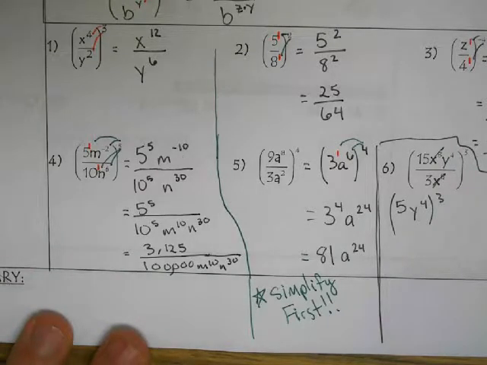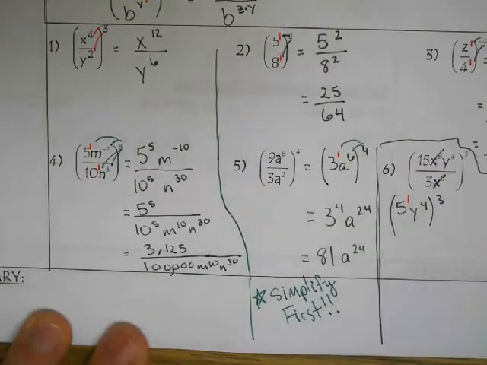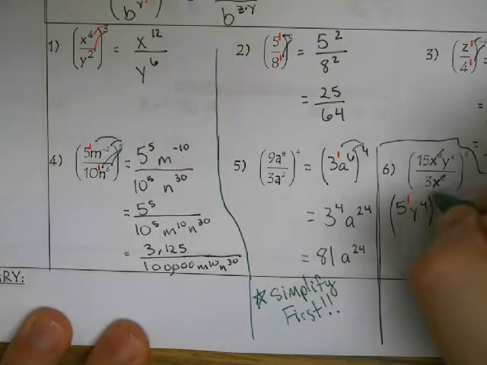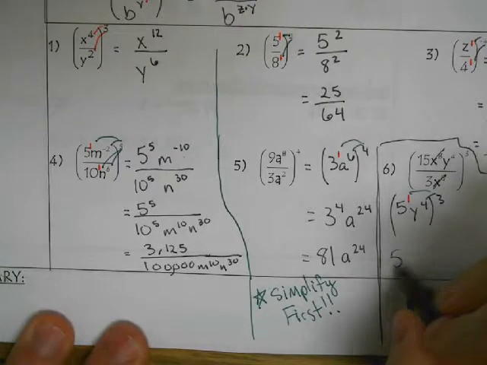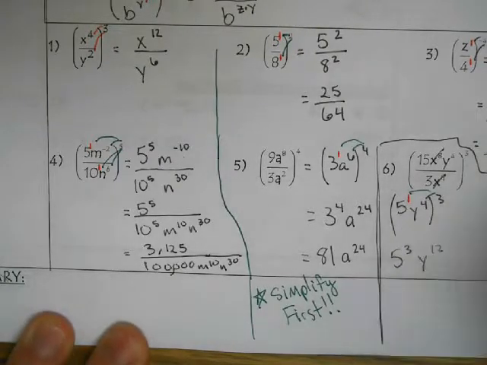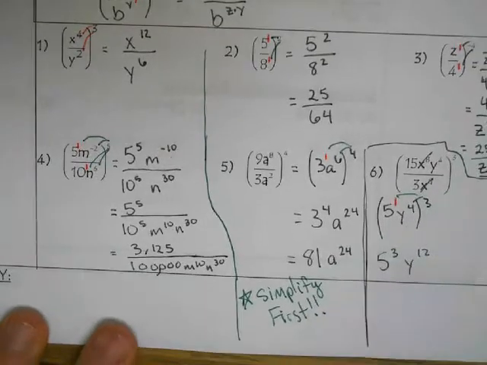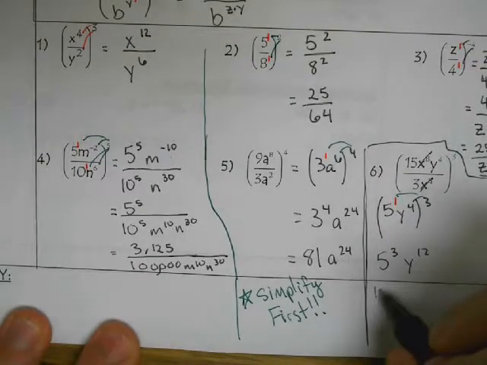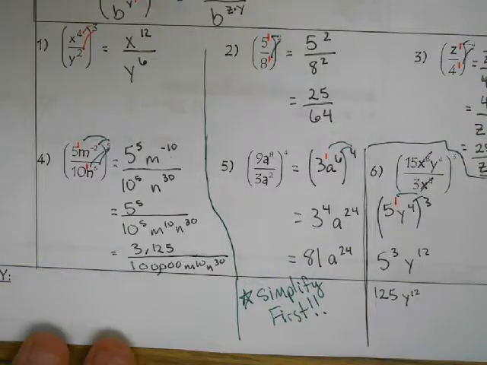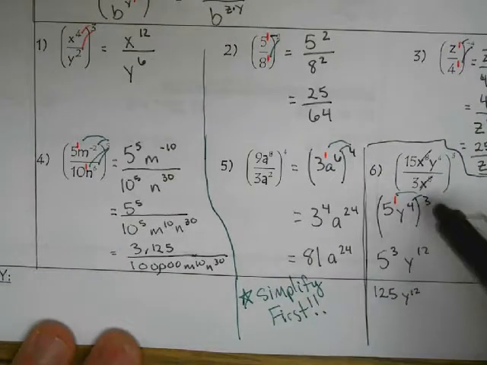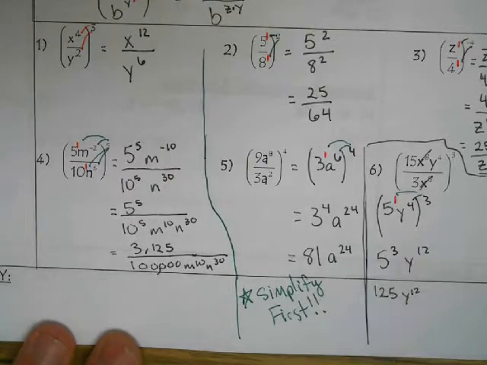Let's write in our hidden 1. And now we can distribute our exponent on the outside. And we get 5 to the 3rd power, y to the 12th. And we'll simplify that, and 5 to the 3rd power is 125. And then we have our y to the 12th. So I always recommend simplifying first. It makes life a lot easier.